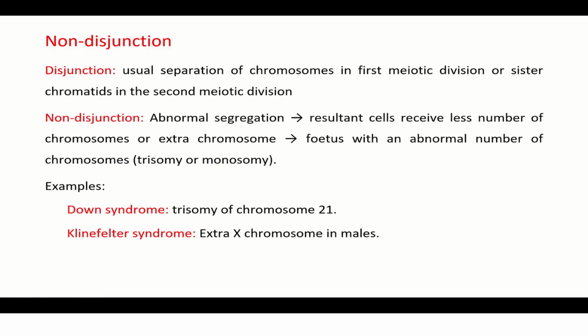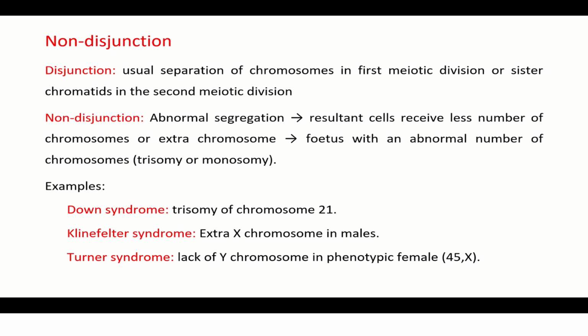Now, when we apply this embryology to understand clinical importance, the first major step that goes wrong is non-disjunction. Disjunction is the normal process, the usual separation of chromosomes in the first meiotic division or of sister chromatids in the second meiotic division. When non-disjunction occurs, abnormal segregation results in cells receiving fewer or extra chromosomes, so the fetus has an abnormal number of chromosomes, trisomies or monosomies. Examples: Down syndrome, trisomy of the 21st chromosome. Klinefelter syndrome, extra X chromosome in males, 47 XXY. Turner syndrome, lack of an X chromosome in a phenotypic female, 45 X. These are a few syndromes which result from non-disjunction.